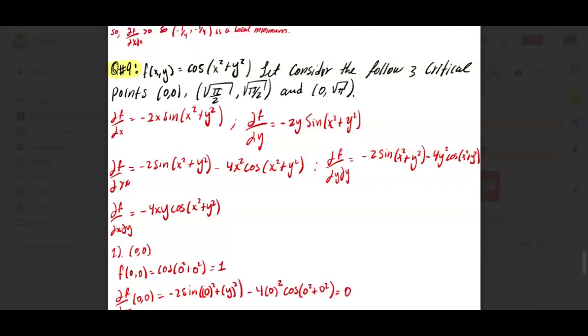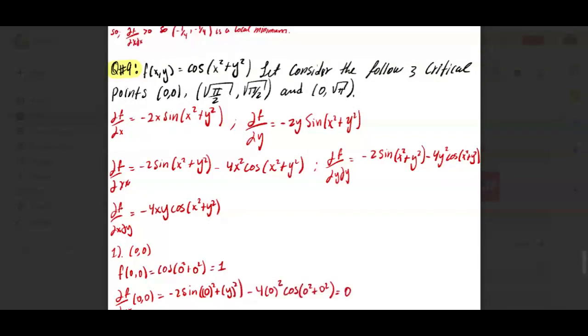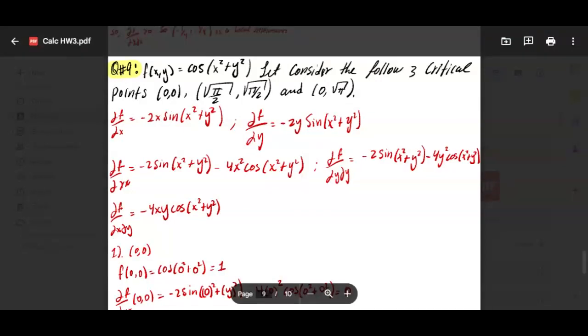And then the same thing, the partial of f with respect to y twice, and I ended up with negative 2 times sine of x squared plus y squared minus 4y squared cosine of x squared plus y squared. And then I did the mixed partials, and I ended up with negative 4 times x times y times cosine of x squared plus y squared.